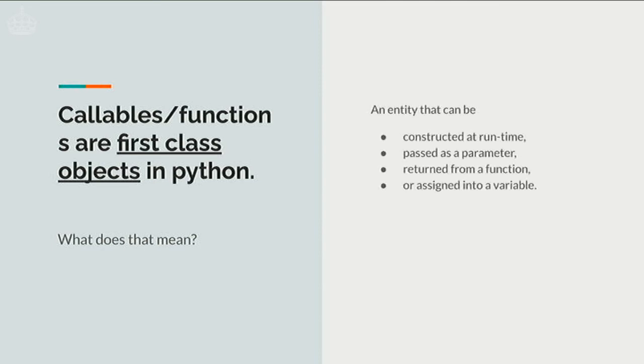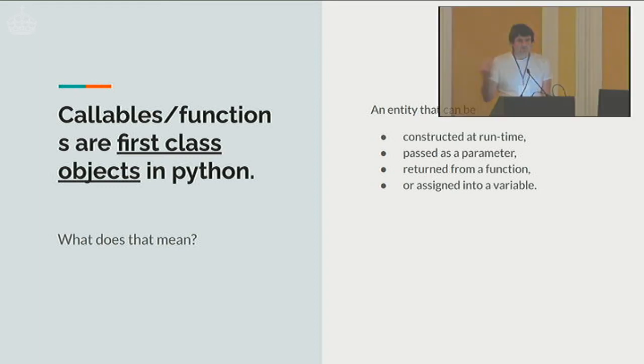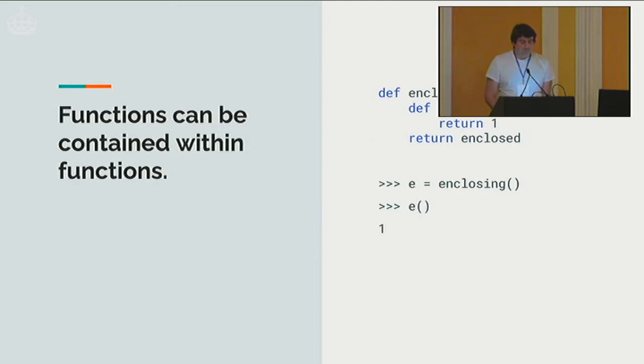And so technically it means that a first-class object can be constructed at runtime, can be passed around as a parameter, returned from a function, or assigned into a variable. So what that means is that we can have functions, essentially code blocks or callables, flying all over the place inside of our Python code. And that's a good thing, it's a useful thing. But it does sometimes create a little bit of confusion, or can create some kind of messy examples here.